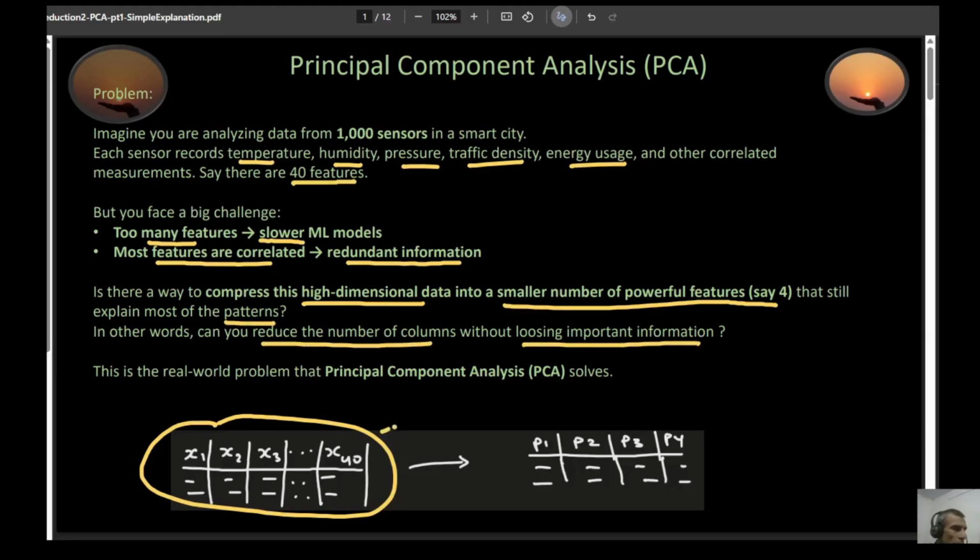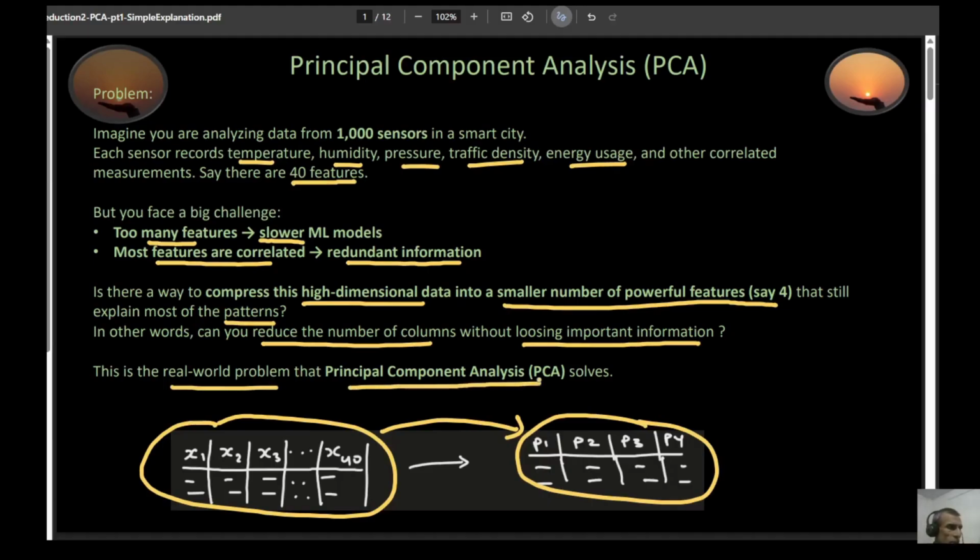So can you go from here to here? Here, my number of columns is, let's say, 4. So can you go from 40 to 4 columns? And if you can, how would you do that? These are the real world problems that principal component analysis solves.